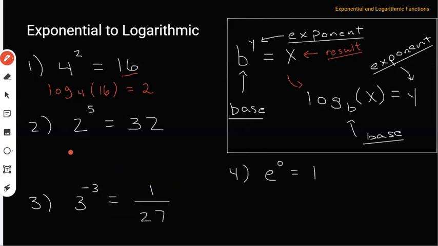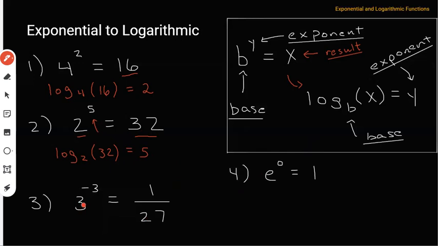All right, so let's try number 2. Right now, we have a base of 2. So I'm going to make that the base of my logarithm. Inside the parentheses, I'm going to have my result. In this case, that's a 32. And then I have that equal to my exponent, which is 5. So the exponent is always going to go to the other side of the equal sign.